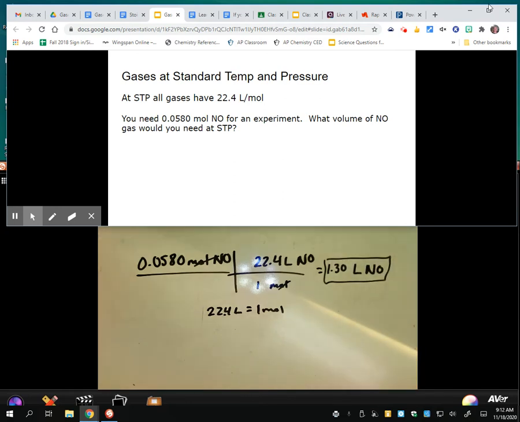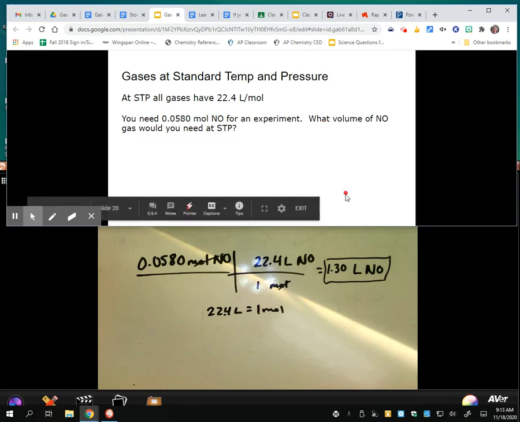So again, you could do this problem with the ideal gas law, have this as your n. Your standard temperature would be 273, your pressure would be 1 atmosphere, and your R value would be the 0.0821. And you could solve for volume. But this way is a whole lot less work. But again, you can only use 22.4 liters per mole when it is at STP.